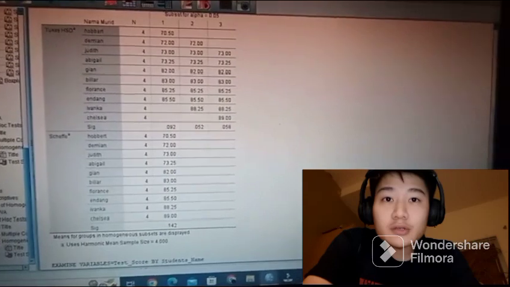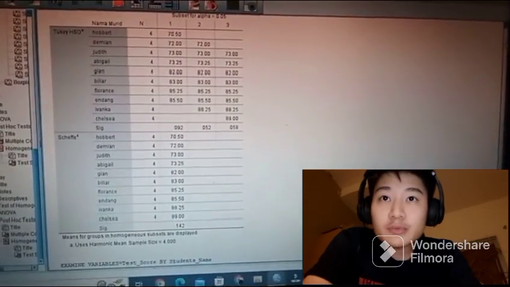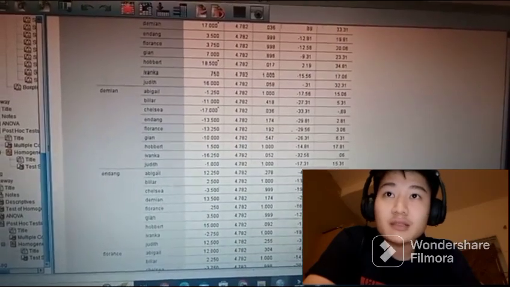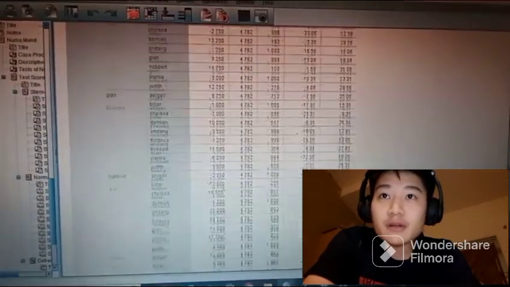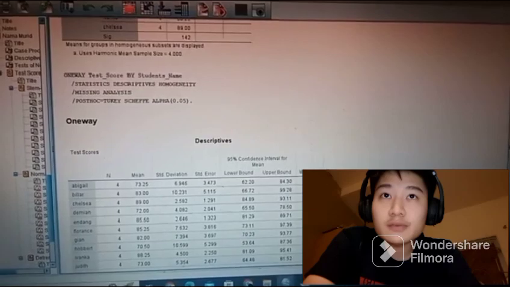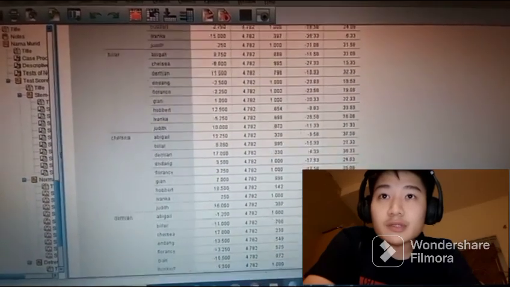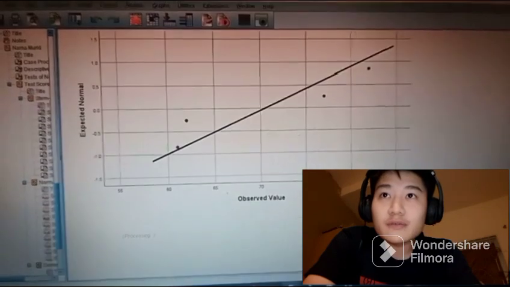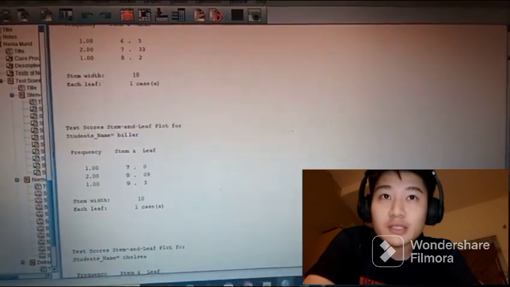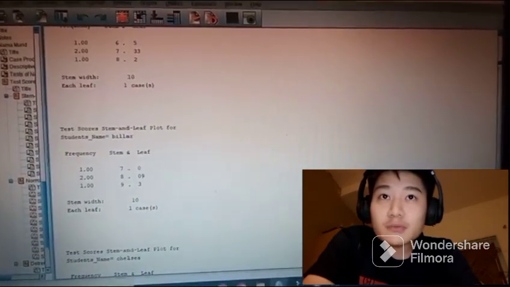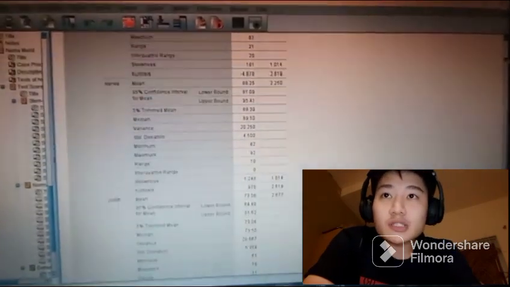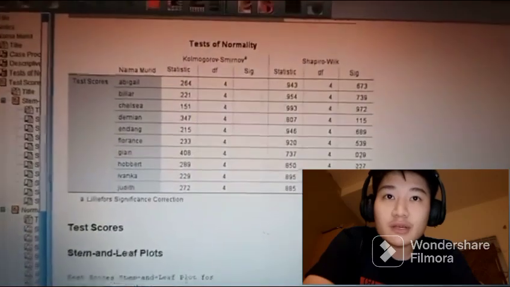Okay, this shows the processing summary as usual, and then this is the descriptive of each student: the mean, the median and variance, minimum, maximum, and the range. This shows you the data, but that is not for today's focus. Today's focus is on the test of normality. The test of normality shows we check on the significance. So each student has their own significance.